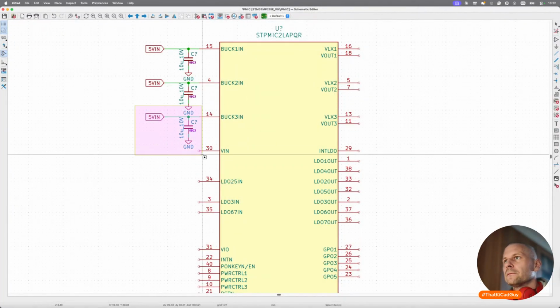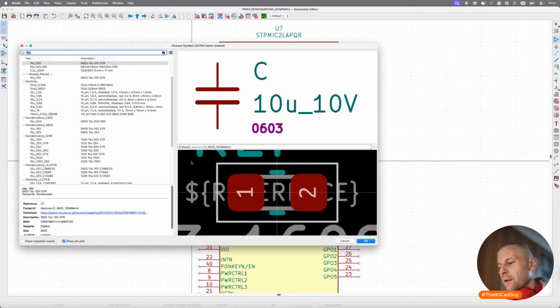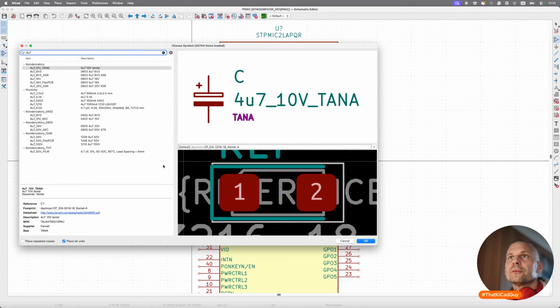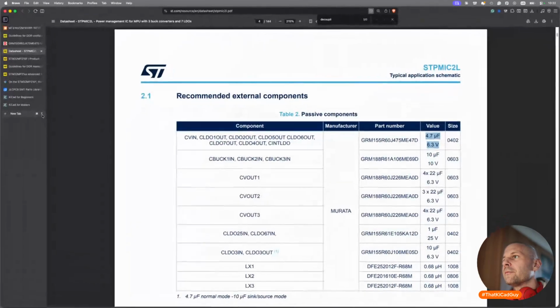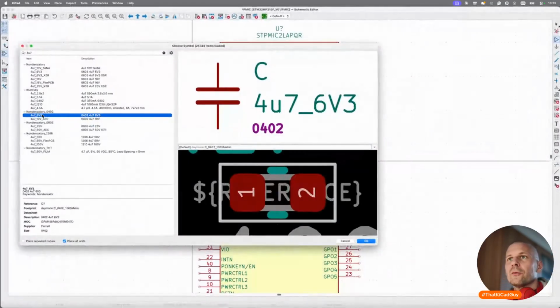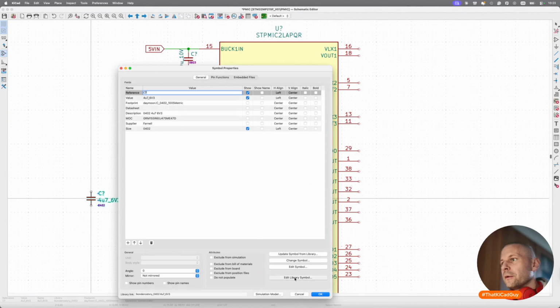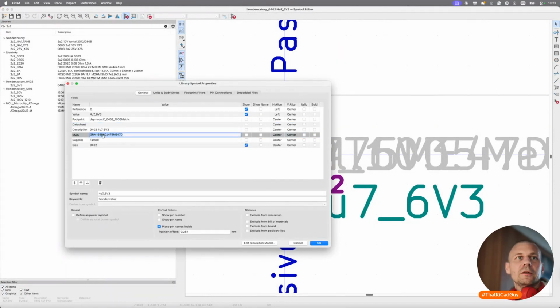So basically the same, but this cap is different. 4.7 micro or 4 micro 7, 6.3, 0.2. Yeah, this is the same. This is the same one. Okay, but I have to edit the library fields.